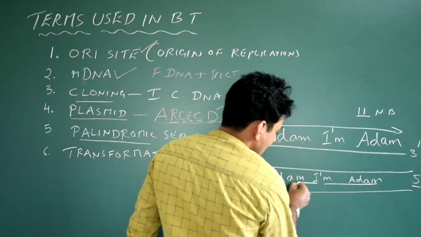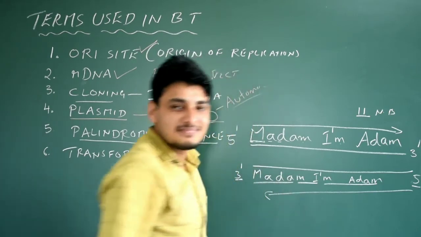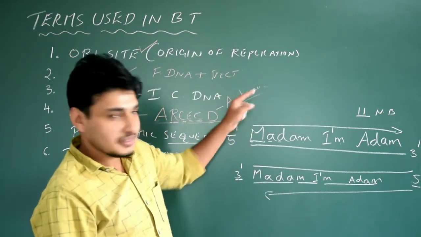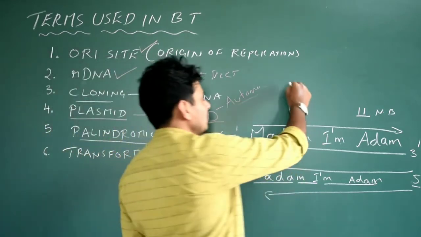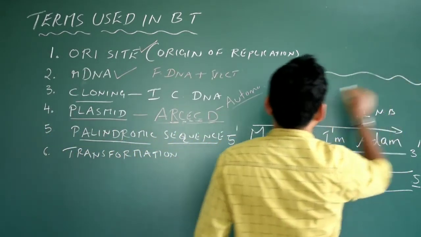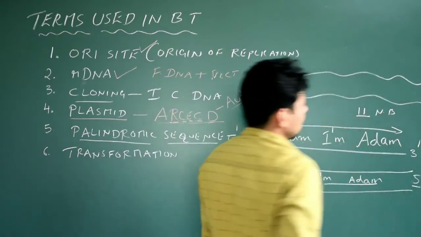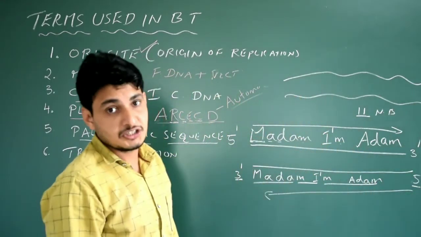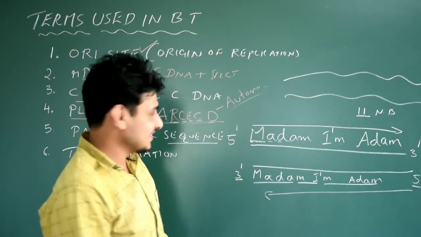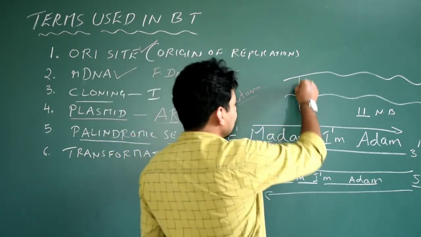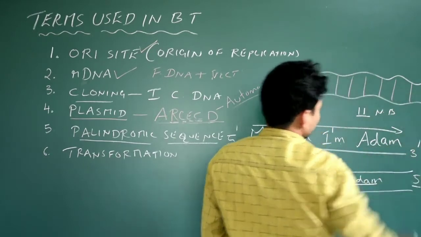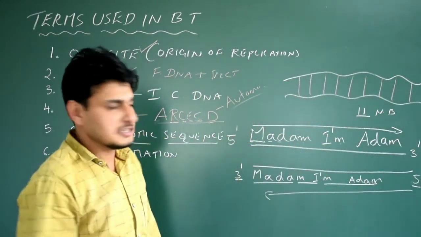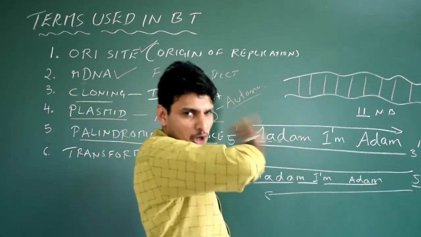Madam, I am Adam. Got it? So that is called a palindromic sequence. We'll give you one more example. In our genetic material, the DNA, the length of the DNA is about 2 meters, 6 feet. And here we have so many millions of nitrogenous bases, right? We have so many base pairs in our single, long DNA.